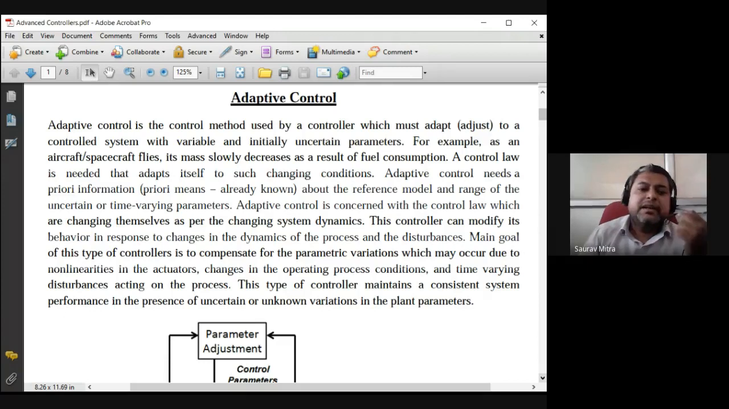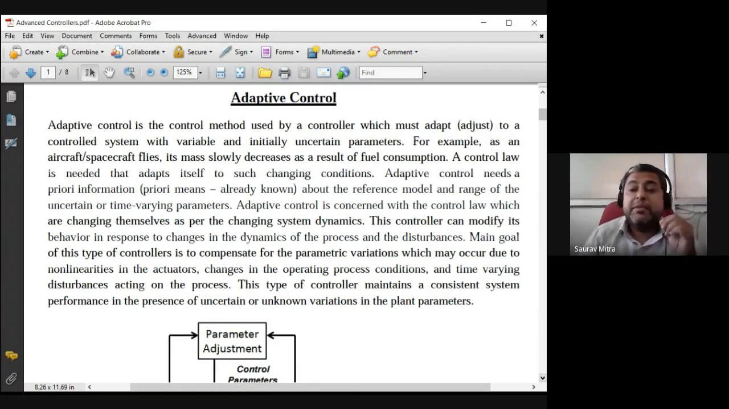For example, when an aircraft or spacecraft flies, its mass slowly decreases as a result of fuel consumption. The same thing happens in the case of a satellite also. As the satellite keeps on going up, its dynamics keep on changing at every moment, at every second, because every second the satellite or the aircraft is using fuel. That means every second the system is becoming lighter. So how can you adjust the speed so that you can achieve optimum efficiency from the engine? A control law is needed that adapts itself to such changing conditions.